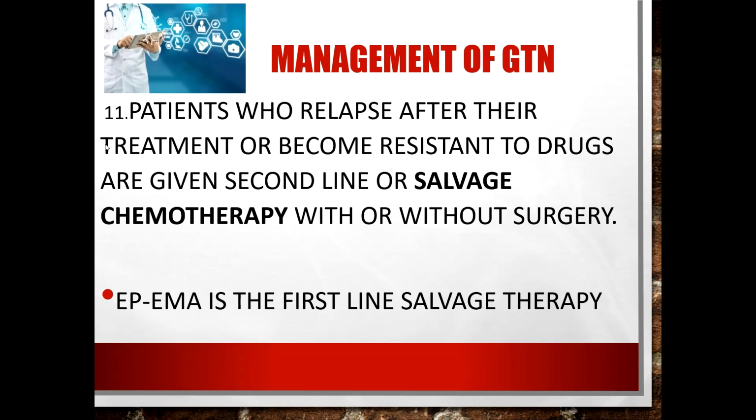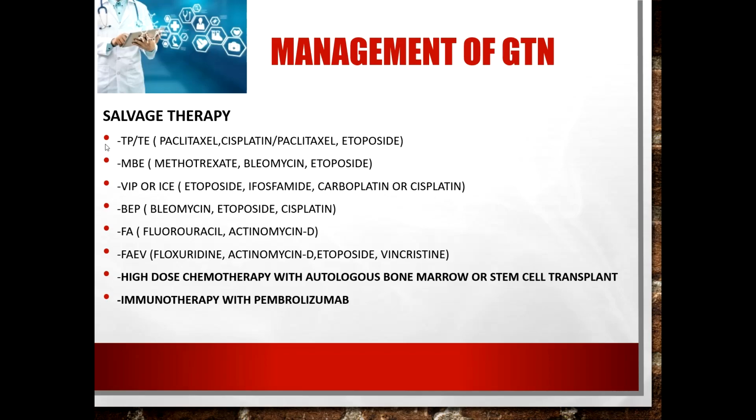Patients who relapse after their treatment or become resistant to drugs are given second-line or salvage chemotherapy with or without surgery. EMA-EP is the first-line salvage therapy. There are also several other regimens used as salvage therapy. And what is new would be the use of high-dose chemotherapy with an autologous bone marrow or stem cell transplant and immunotherapy with pembrolizumab.